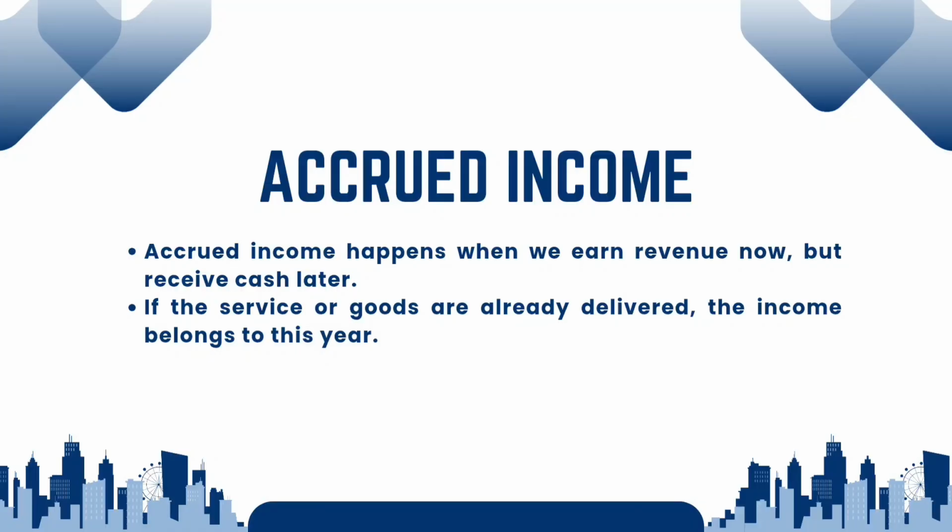And accrued income happens when we earn revenue now but receive cash later. If the service or goods are already delivered, the income belongs to this year. Accrued income is income already earned but not yet collected nor recorded. This is where the service was already performed for the customer, so we call it service income, but the payment was not yet collected or recorded.